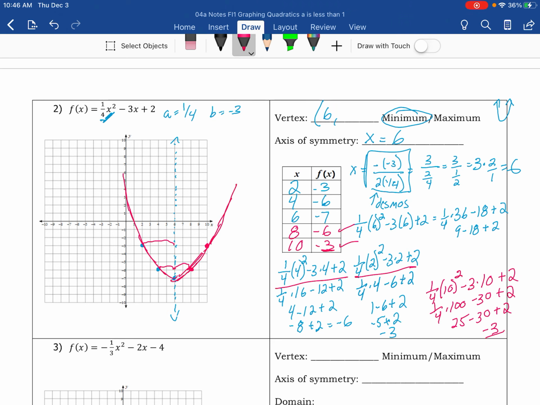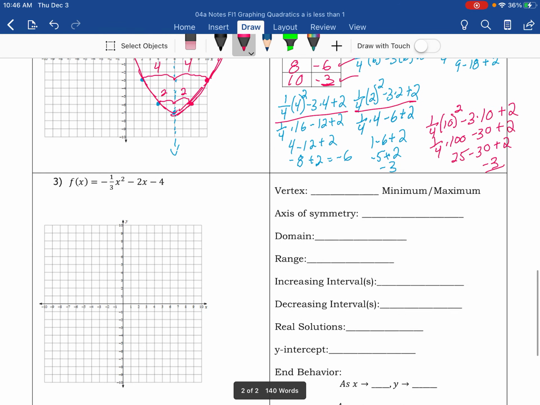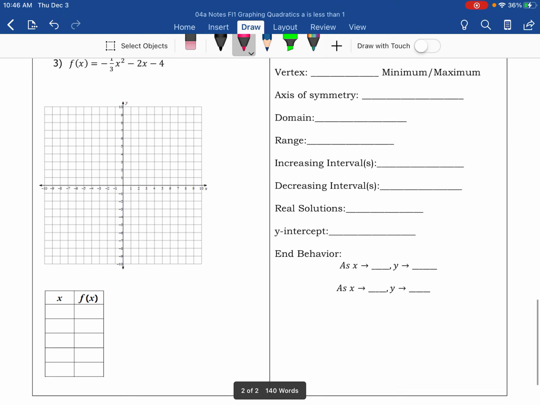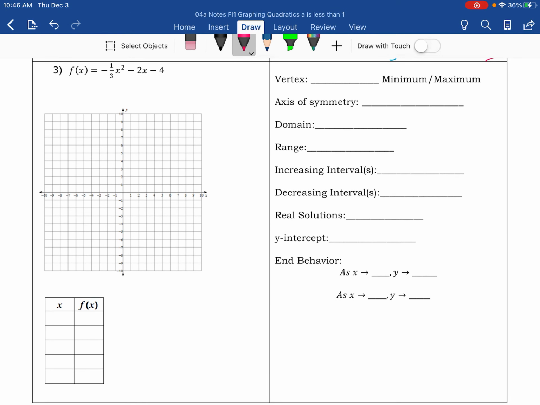All right. And you can see that this 1/4 means your parabola is going to be a little bit wider. So there you go. This is 2 spaces, this is 2 spaces, this is 4 spaces, this was 4 spaces. So that's all I was showing there. Oh, and I forgot to write the y value of my vertex, which was negative 7. Okay. Last one, I promise.